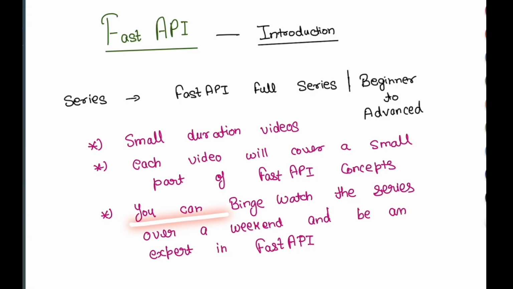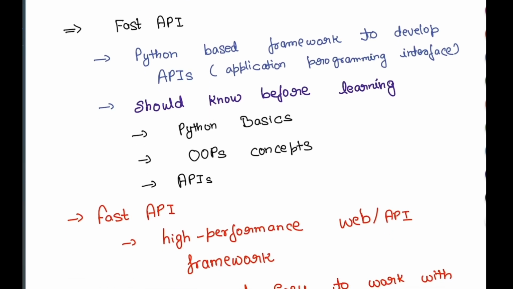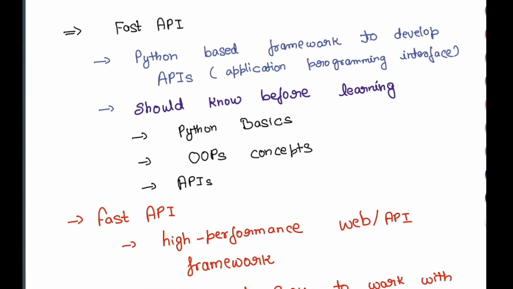You can even binge watch the series over a weekend and be an expert in FastAPI. You just need to give a weekend of yours, and after watching this series, you will definitely be an expert in FastAPI. Now let us see some concepts about what is FastAPI. Basically, it is a Python based framework to develop APIs, and APIs are nothing but application programming interface. So basically, using FastAPI, we are going to develop APIs, and these are based on Python. So it's a Python based framework.